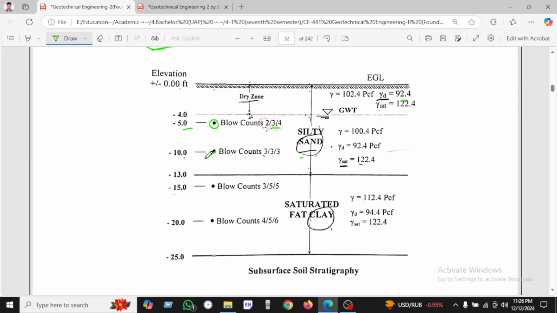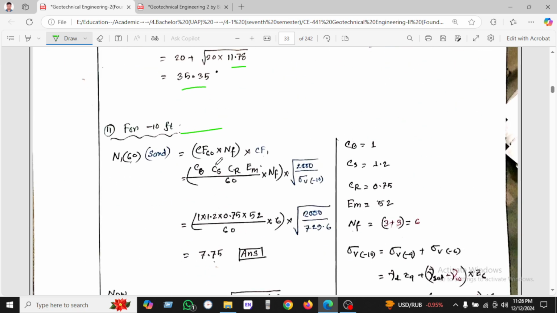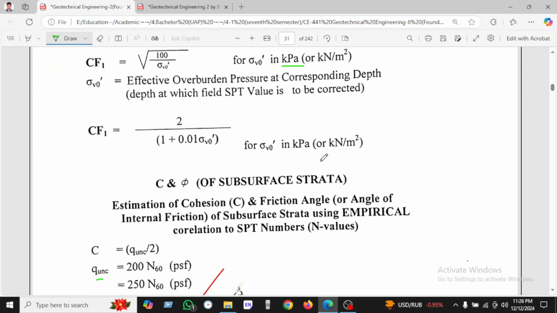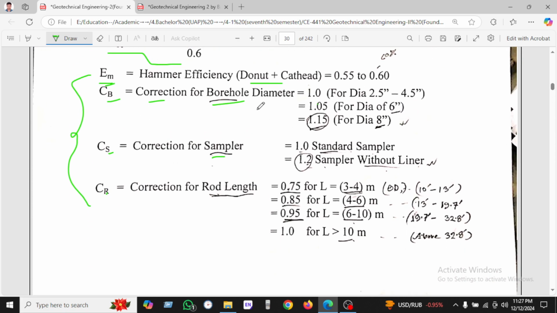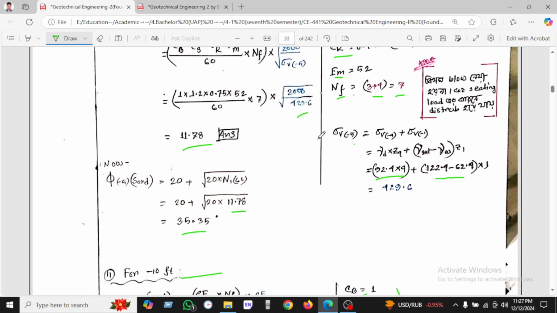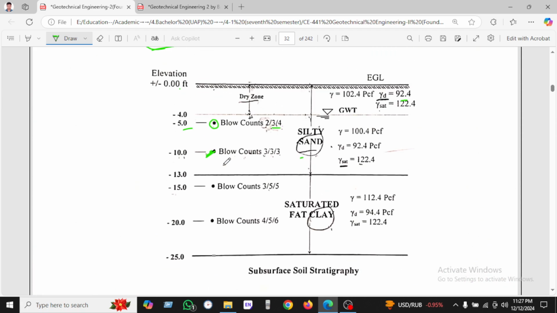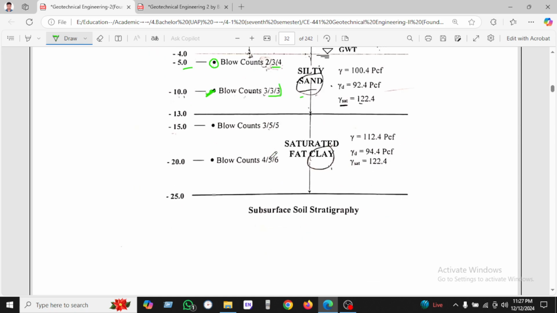Consequently, we will calculate for 10 feet. This is the 10 feet, and we have used CB 1, CS 1.2, CR 0.75, EM equal to 0.52. How did we get this? We found this from the given chart. This chart will be given in the exam center. And NF, how will we get it? This is the 3 into 3, and the first 3 will be eliminated. We will not consider the first 3 because it disturbs the soil. That's why we will not consider the first blow count.